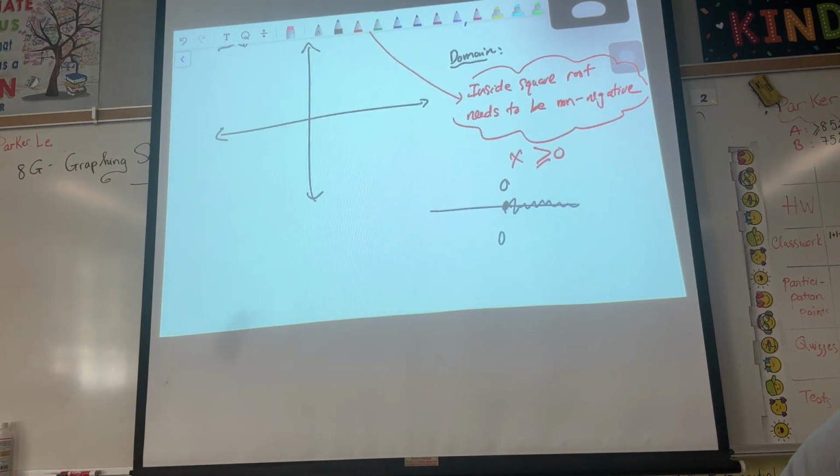So it goes from 0 to where? Positive infinity. So do you include 0? Yes. So it's going to be a bracket or parenthesis. And then for the infinity, is it a bracket or parenthesis? Parenthesis. Good.